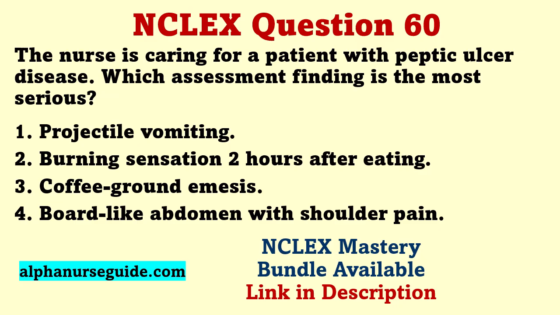The correct answer is 4. Board-like abdomen with shoulder pain. Rationale. A board-like abdomen with shoulder pain is a symptom of a perforation, which is the most lethal complication of peptic ulcer disease. A burning sensation is a typical report and can be controlled with medications. Projectile vomiting can signal an obstruction. Coffee ground emesis is typical of slower bleeding, and the patient will require diagnostic testing.